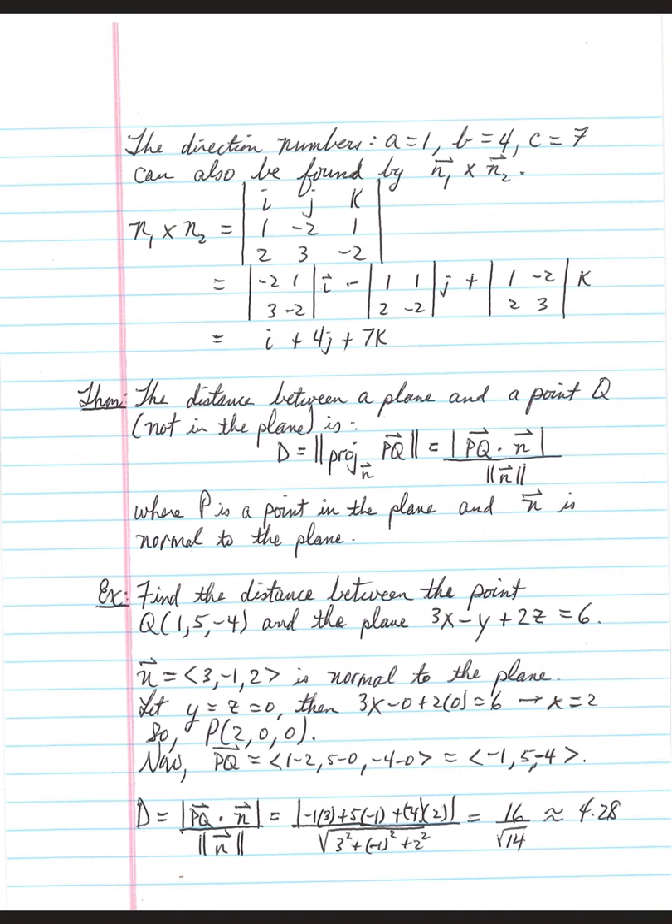Theorem: the distance between a plane and a point Q not in the plane is given by the magnitude of the projection of PQ onto N, which can also be calculated as the absolute value of the dot product of PQ and N over the magnitude of N, where P is a point in the plane and N is normal to the plane.